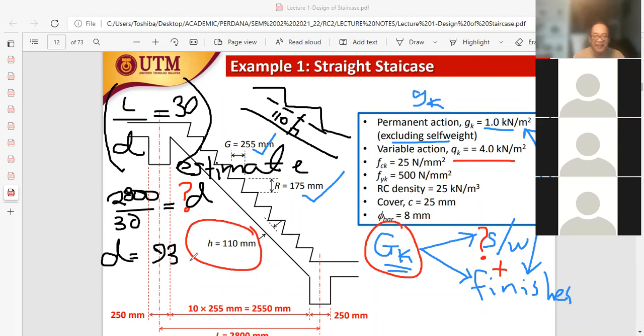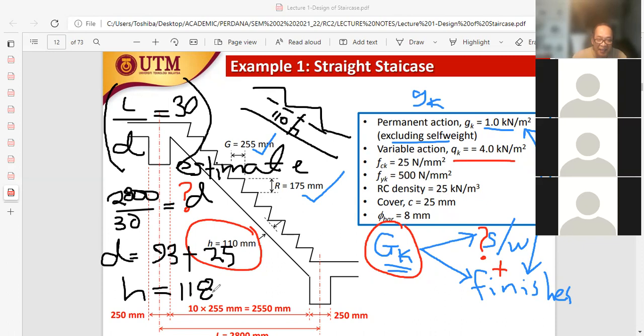This is our D. Remember our cover is approximately anggaran dia about 25 di sini. So kalau saya plus the cover, plus 25, dapat berapa sini Azinita? This is my H, overall depth. D plus cover, I'll get somewhere around that. 118. Okay, 118 mm. Okay, this is, remember, an estimate, anggaran. Okay, the H to be approximately 118.